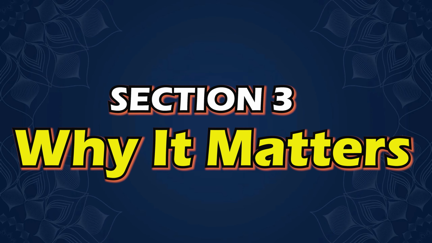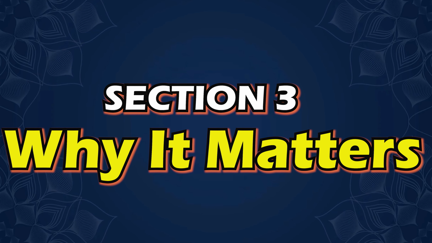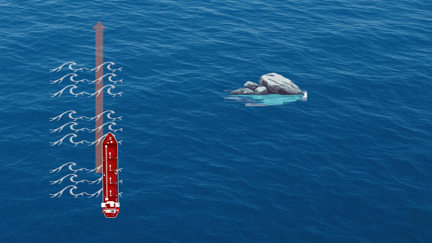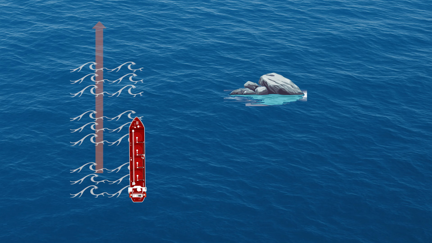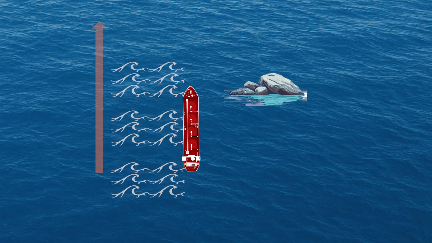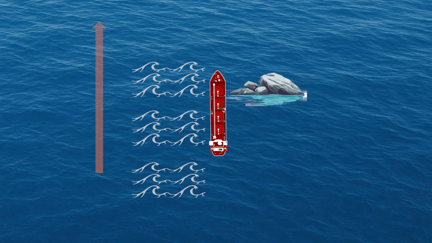Section 3. Why it matters. Why does this matter? Well, even if your ship is heading 000 degrees true, or due north, a current might be setting you to the east. If you ignore set and drift, you could end up off course, which is risky near land, reefs, or ports.